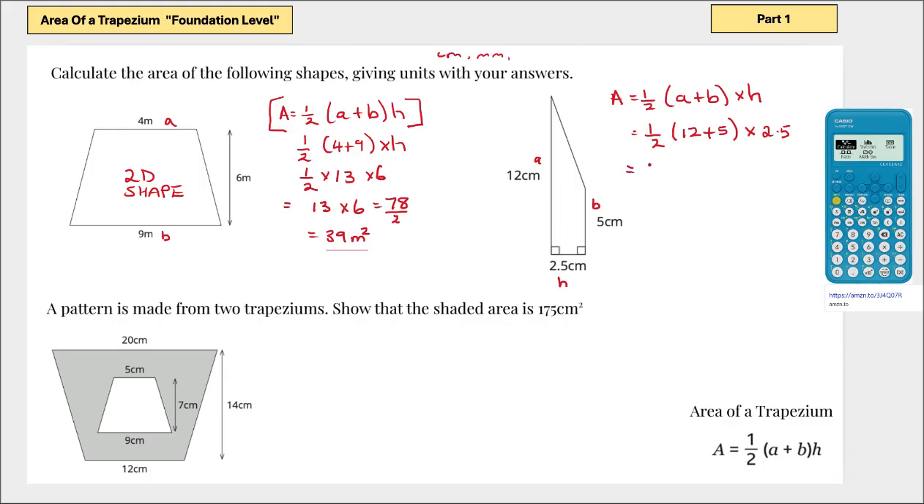So let's solve it. So we've got 12 plus 5, 17, times 2.5, which gives us 42.5. All in the calculator, remember. Do all this in the calculator. It's all about the formula, getting that right. Equals 42.5 divided by 2, which is our half, gives you an answer of 21.25 centimetres squared. Remember, it's squared because it's a 2D shape.